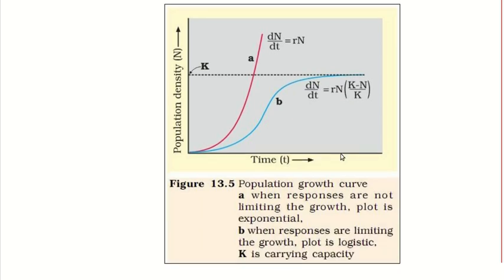This graph has been asked once or twice: the population growth curve. A represents when resources are not limiting the growth, and the plot is an exponential curve. So this is the exponential part of it, dN/dt equals rN. Sometimes they just ask you to plot the exponential curve, the population growth curve. When resources are limiting the growth, the plot is logistic, that is dN/dt equals rN(K minus N)/K, where K is the carrying capacity. This dotted line represents the carrying capacity. The y-axis has population density, and the x-axis has time units on it.